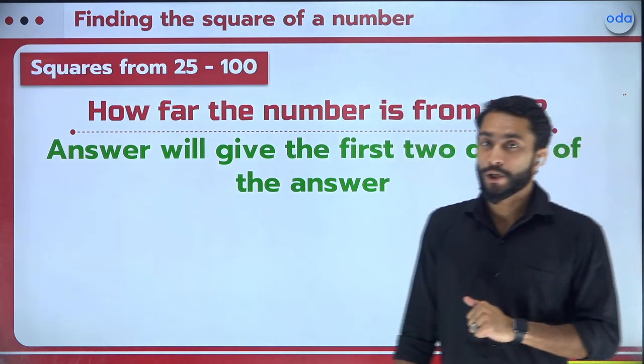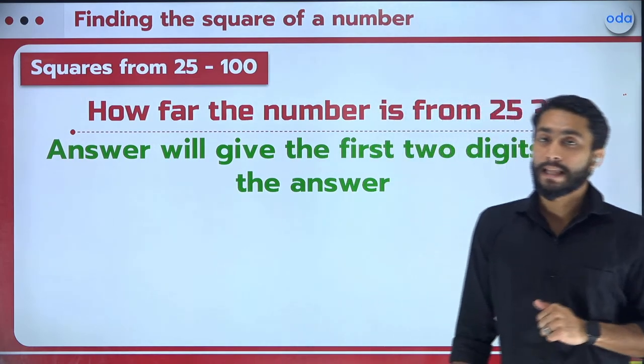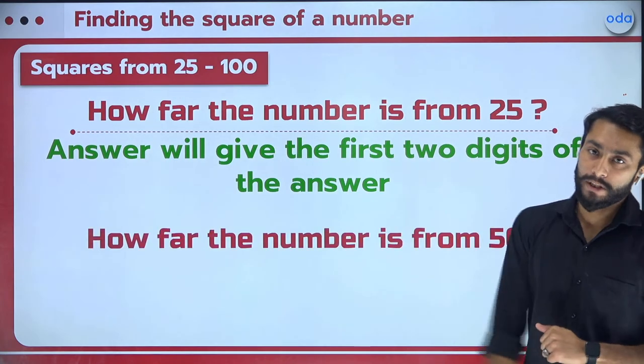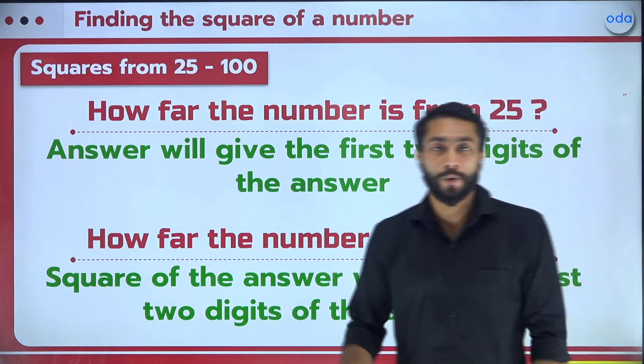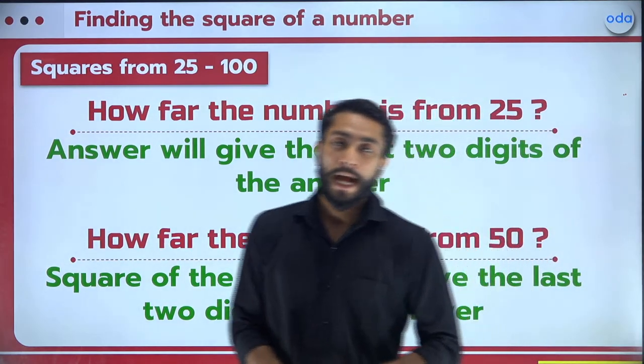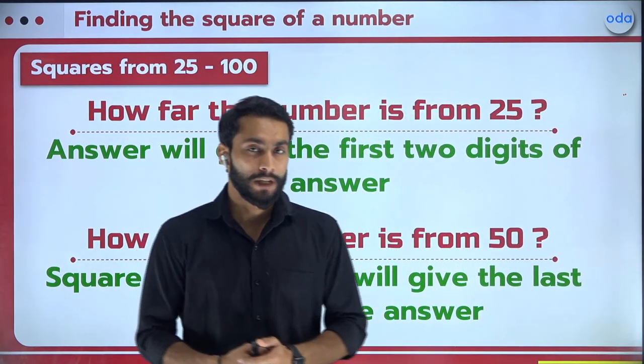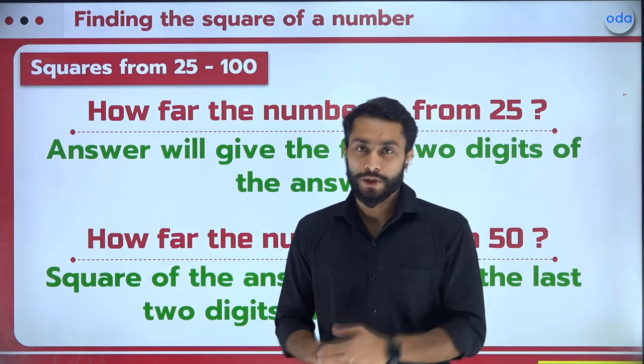What is the next question you should be asking? How far is that number from 50? Yes, that is the second question you should be asking. When you get the answer, you need to square that number, and that will give you the last 2 digits of the answer. Easy, right? 2 questions we need to ask.